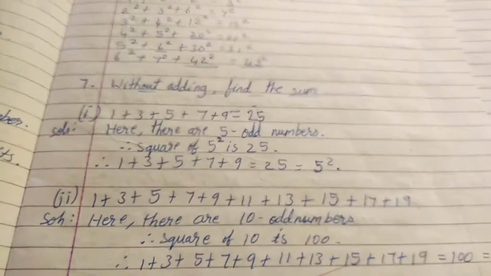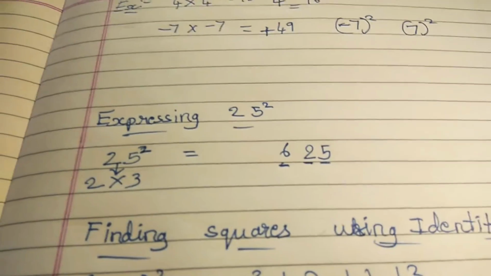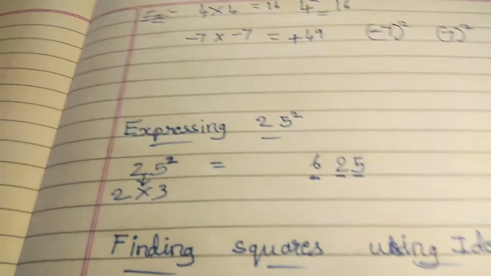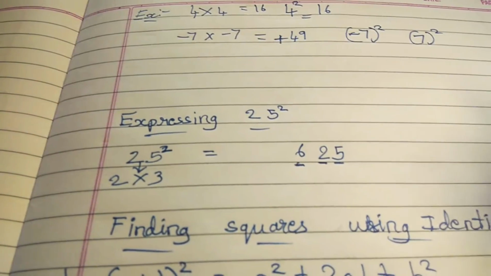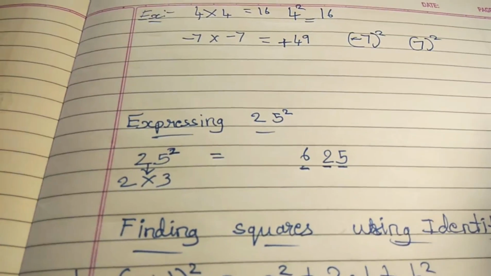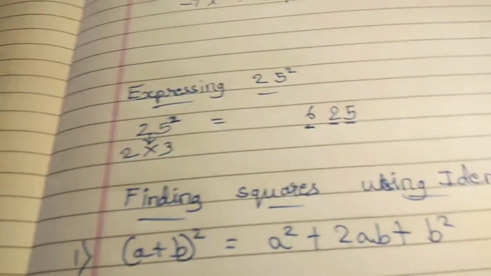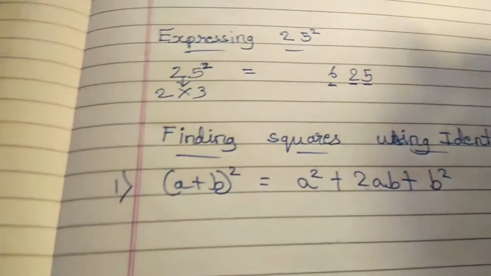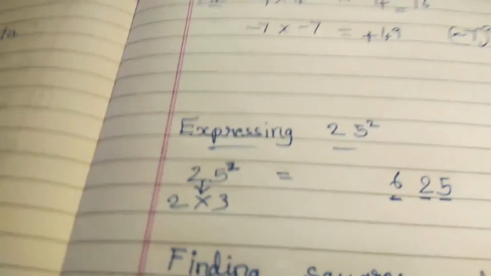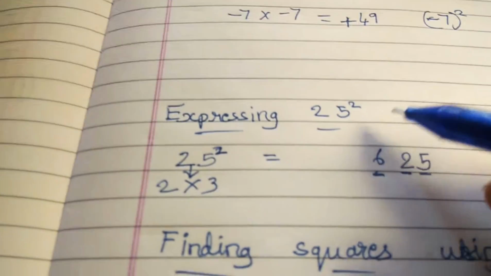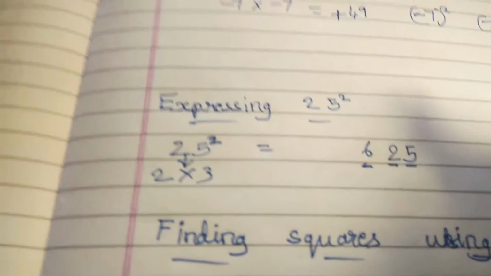So this is the pattern in squares, right? There is also another pattern here to express squares ending with unit digit 5. You can take this 25 square. Any number ending with 5, if you take 125 square, there is a pattern for that.